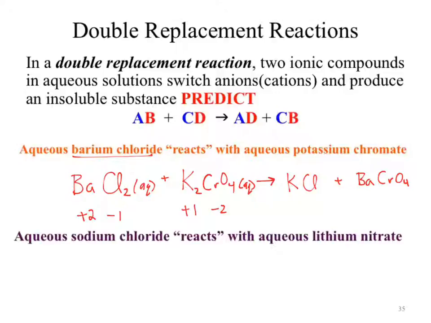Okay. So now when I go through and look at my products, I've done the double replacement. Now I need to make sure those formulas are correct. The charge on potassium is a +1. Charge on chloride, -1. Is that formula correct? Yeah. Barium is a +2. Chromate is a -2. That formula's correct.